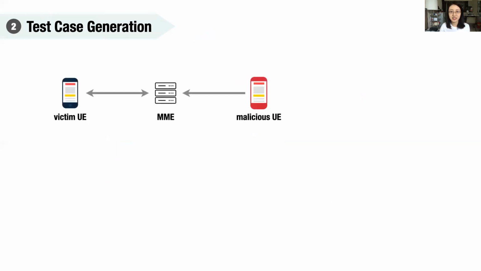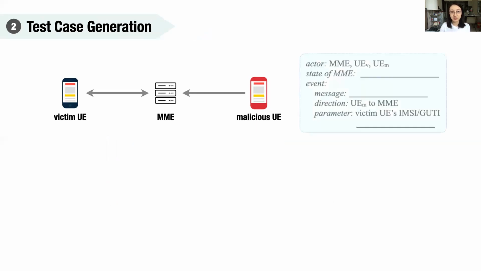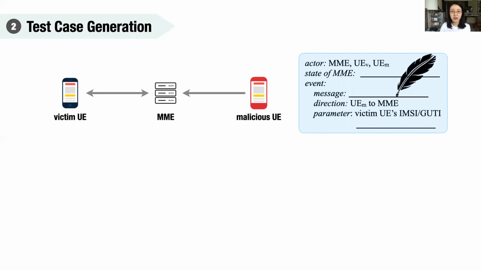Next, let's move to the second step. For a given general threat model, like here, a malicious UE sends an attack message to the network to interrupt the communication between the network and the victim UE. We could have a test case template in advance. In our work, to generate a test case, our approach is to automatically extract a target state and an attack message from the hazard indicator to fill the template.